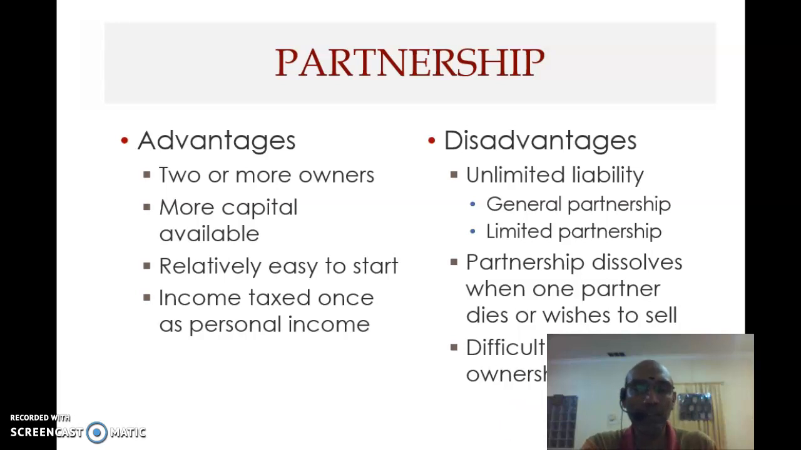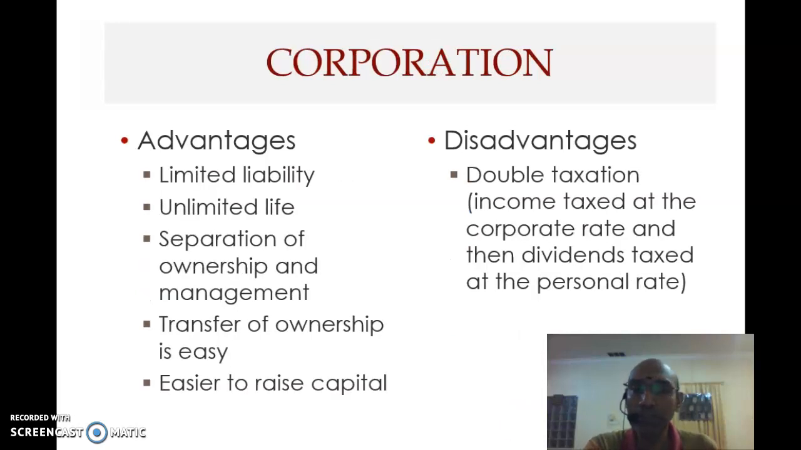Alright. Now let's move on to the last type of business, which is company or corporation. In Malaysia we call this company, but in the US they call this corporation. The advantage of a company is limited liability, meaning the owners will have limited liability. Limited here means their liability is limited to the amount of capital that they invest in the business. They won't pay more than what they have invested. It is the opposite for partnership as well as sole proprietorship.